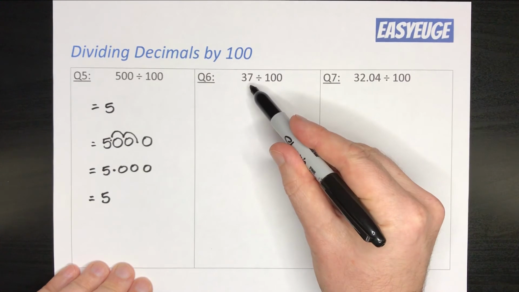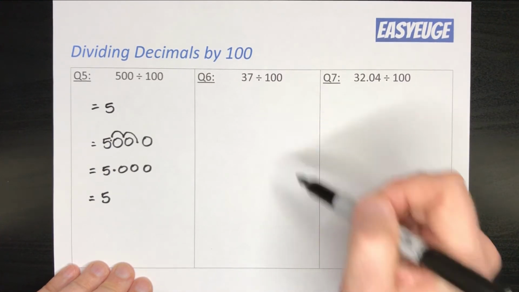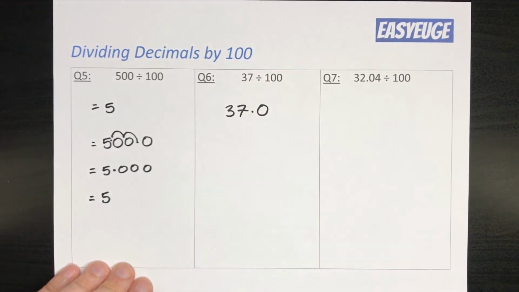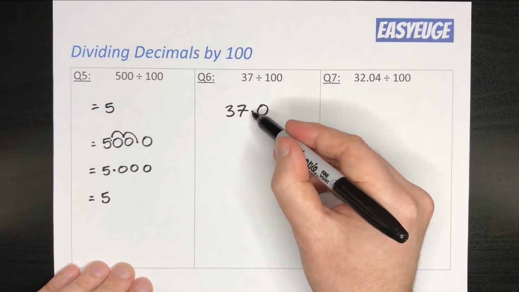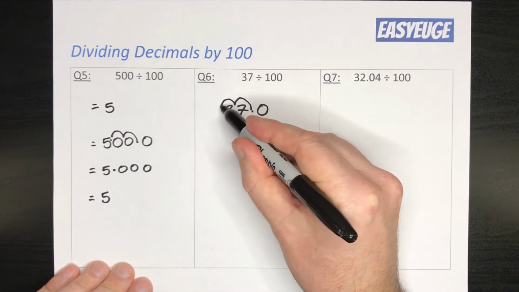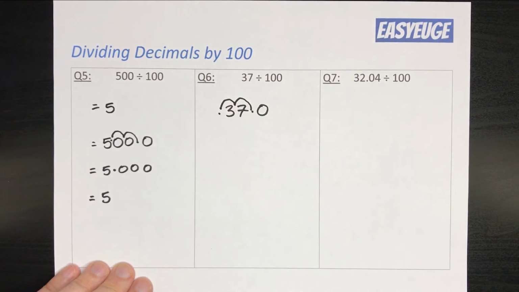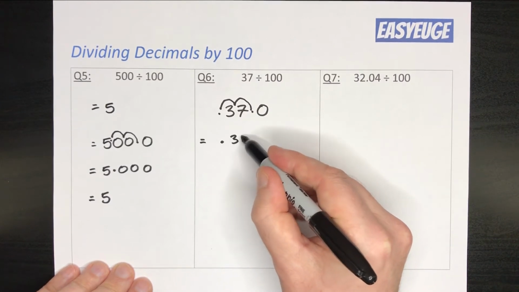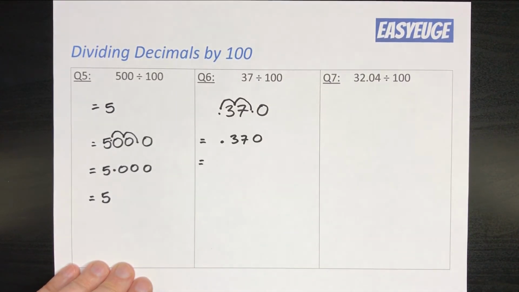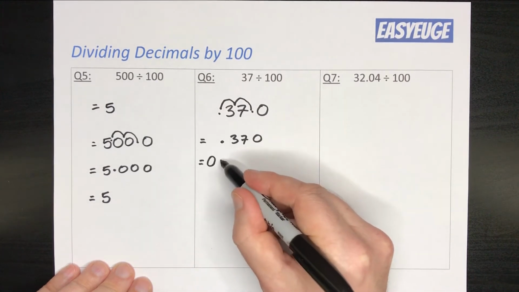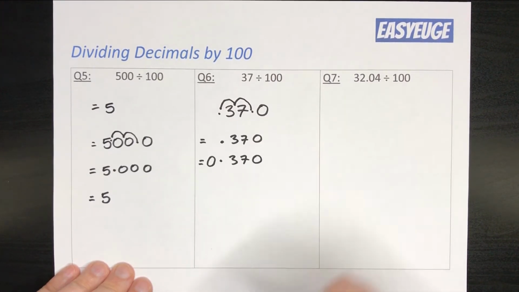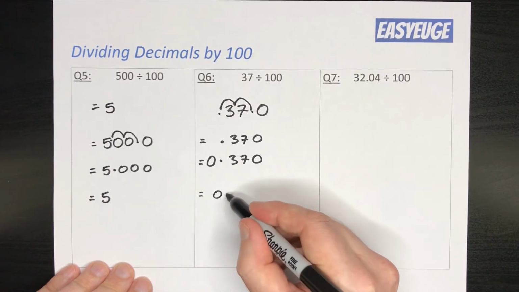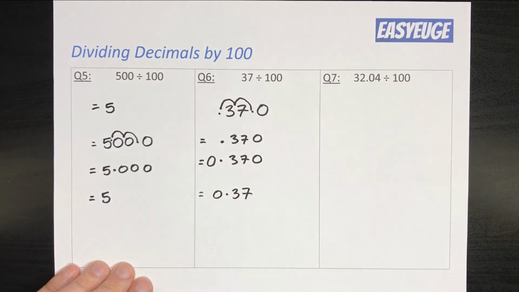Let's try that on this question here. 37 divided by 100. We write down 37, which is the same as 37.0. Locate the decimal point and move 2 places to the left. The decimal point has moved to here. So that equals 0.370, which is the same as saying 0.370. And that 0 at the end has no value, so we can also write 0.37. And there's your answer.